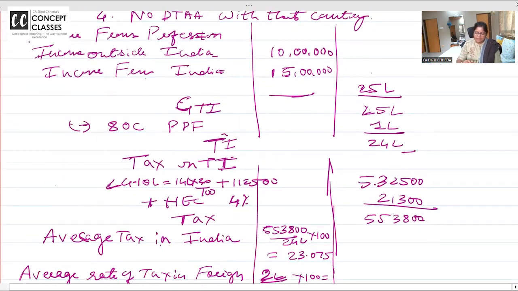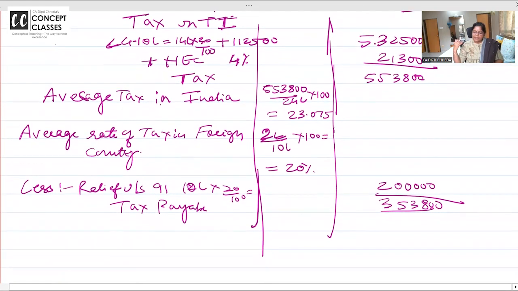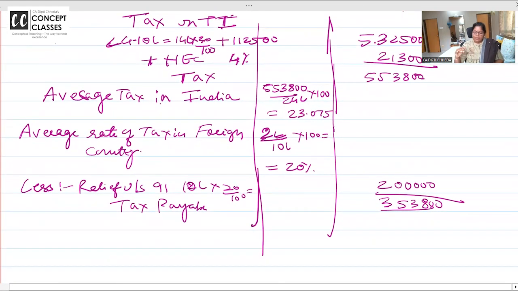Easy. See, add the entire income: India income, foreign income, everything. You get the gross total income. You take the PPF deduction, so you get the tax payable. Now, what is the average rate of tax in India, and the average rate of tax in the foreign country? This is how you will give the relief, whichever is lower. Whatever rate you take, at that rate you have to give relief on foreign income, and this is your tax payable. Shall we do one more problem? Yes, a simple one.